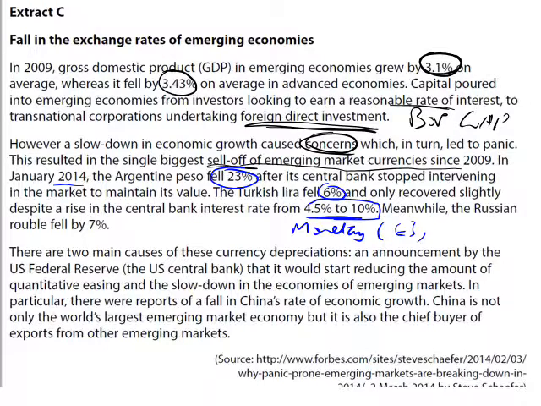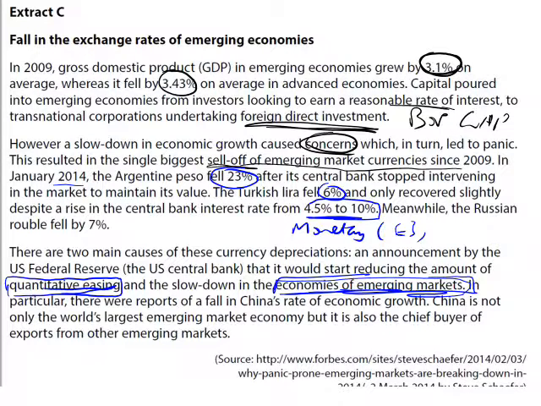There are two main causes of these currency depreciations: an announcement by the US Federal Reserve that it would start reducing the amount of quantitative easing, and the slowdown in the economies of emerging markets. So here you've got two reasons for the weakening currencies. One is their growth rates slowing. The other one is if the US Federal Reserve reduces quantitative easing, this will have the effect of strengthening the American exchange rate as the value of the dollar will go up. So it will increase relatively the return people will get from the American currency. So demand will flow back to America.